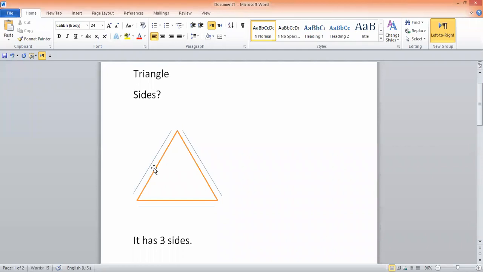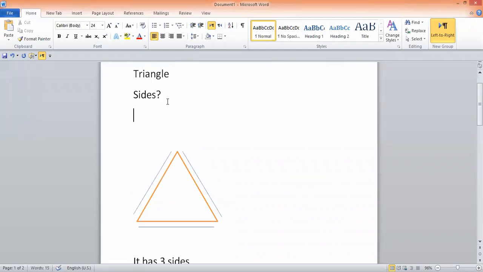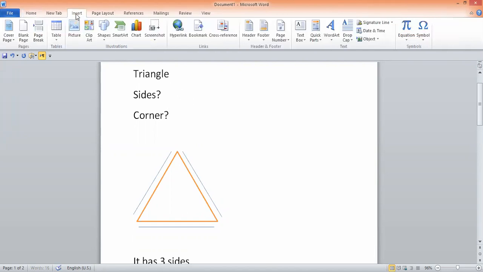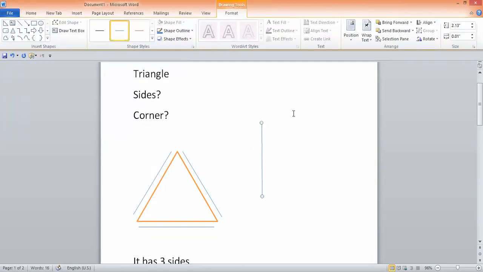Now the second word we are going to learn is corner. What is a corner? How many corners does the triangle have? So guys, it is very easy. This is a straight line, right? Is this a straight line? Yes, sir. Very good. Guys, when you join one straight line with another straight line, the point where one straight line meets another straight line is called a corner.